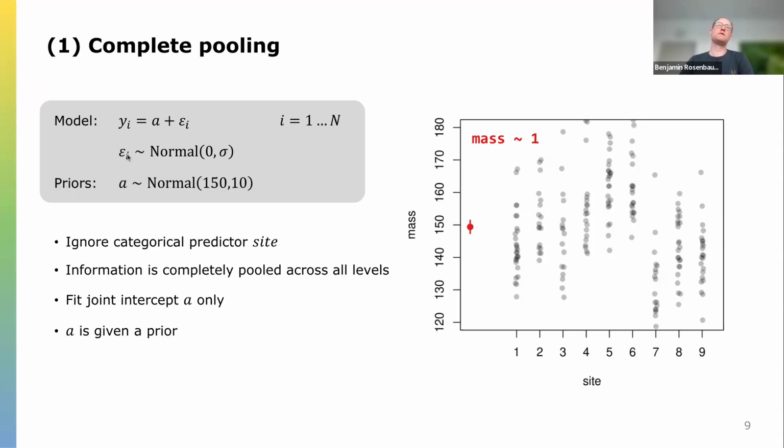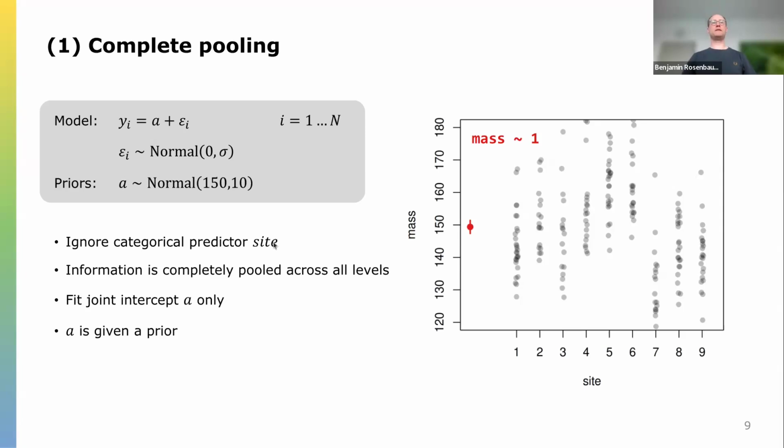We assume that all the residuals come from a joint normal distribution, and I can specify a prior for the intercept here. I can also specify a prior here for the sigma, but that's not important right now. The first line is the deterministic part of the model, or rather just y equal to a is the deterministic part. Then this epsilon here is the stochastic part with a normal residual distribution. And then we have the prior.